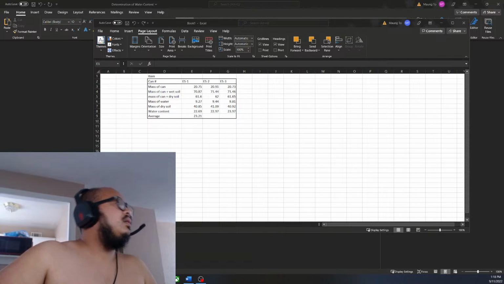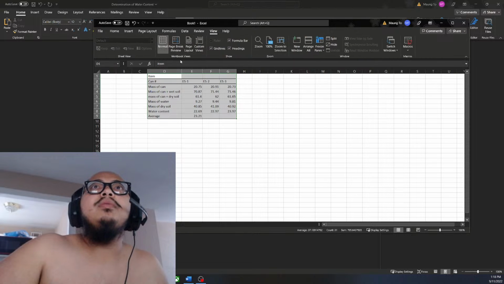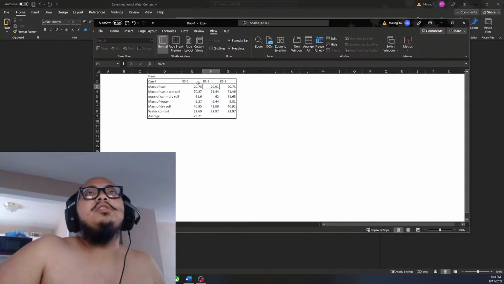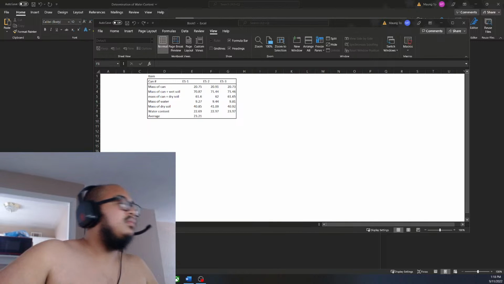Oh, that's easy. Alright, can I do it specifically? View, grid lines. Whoa, that's just annoying, isn't it? Oh, wrong one. And the area looks nice and clean.